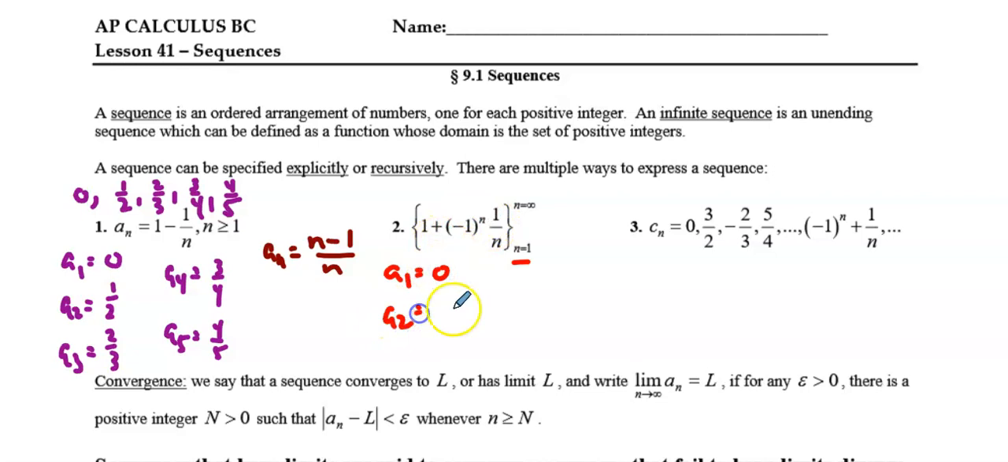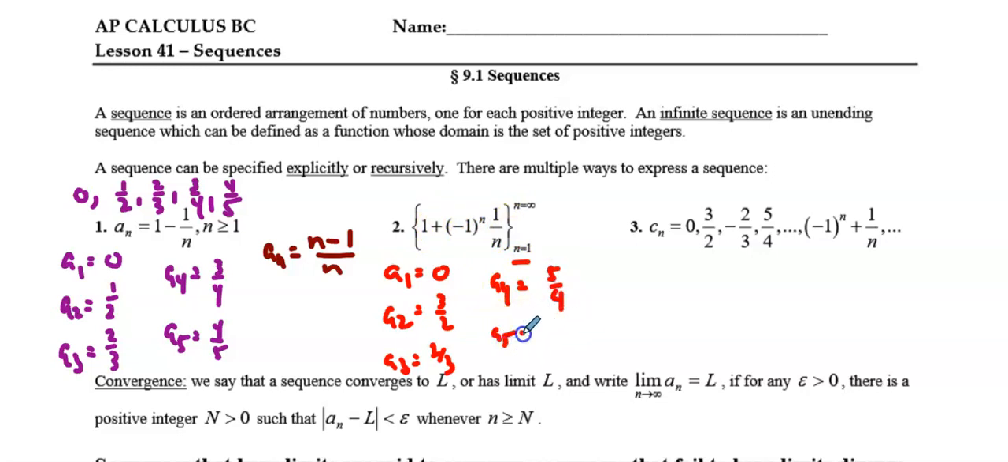If I plug in 2, I'm going to get 1 half. This is actually going to make it a positive 1, so it's going to be 1 plus 1 half, which is going to give us 3 halves. And then if n equals 3, again, this is going to be negative. So notice that for all the odds, this is going to be a negative value, so I'm subtracting, and for all the evens, I'm going to be adding. So this is going to be 1 minus 1 third, which gives us 2 thirds. And then a of 4 is going to be 1 plus 1 fourth, which is going to give us 5 fourths.